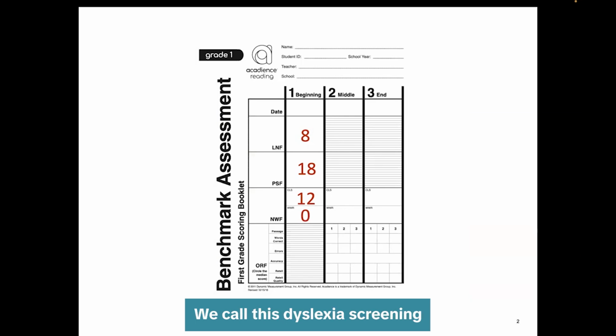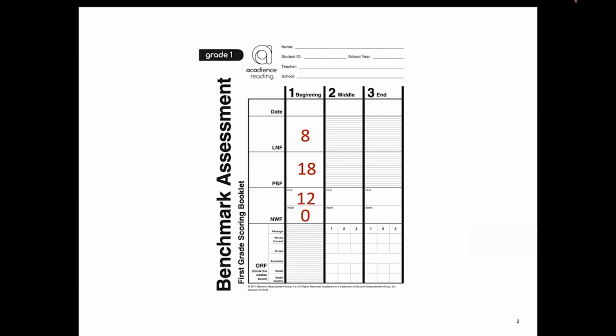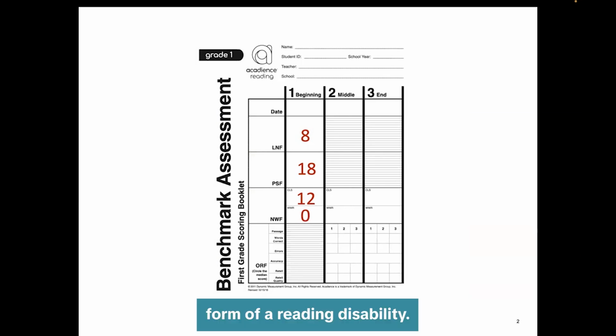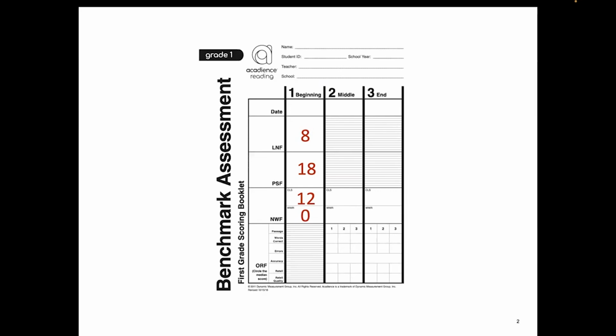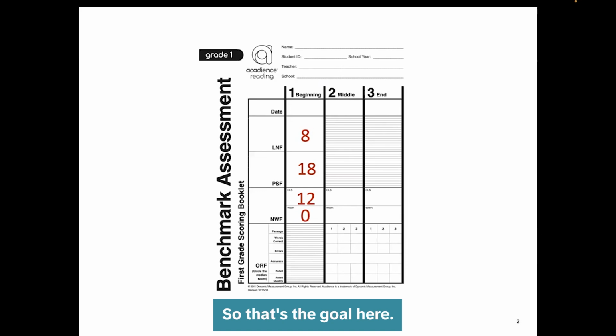We call this dyslexia screening because dyslexia is a very common form of a reading disability, and it's really helpful if we catch it early. We can actually prevent reading disabilities and reading difficulties like dyslexia. We can minimize the impact if students have dyslexia by catching it early and providing intervention early. So that's the goal here.